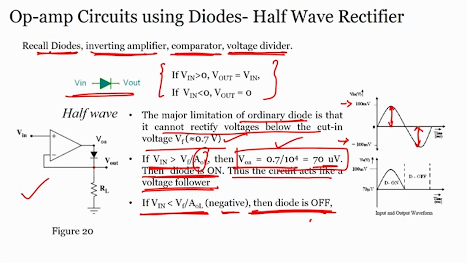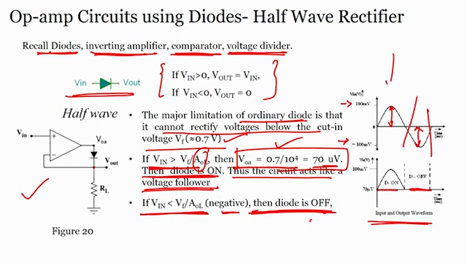When it will be off, you cannot see anything here. Diode is on, it will pass; diode is off, nothing is there, correct. So, this is the input and output waveform of the half wave rectifier. It is only rectifying the half wave, right. That is why it is a half wave rectifier.